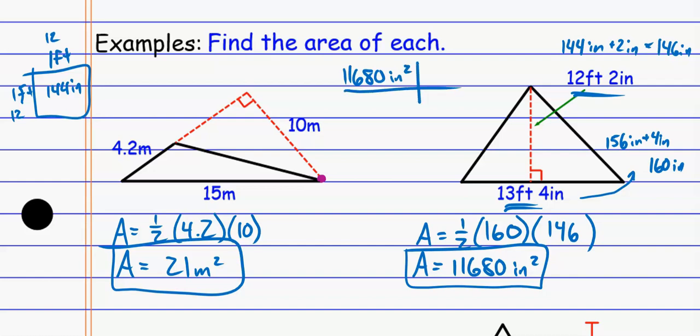So if you wanted to use factor label here, 144 square inches is the same as 1 square foot. And so really it becomes a division problem here. It would be 81.1 square feet. Okay?